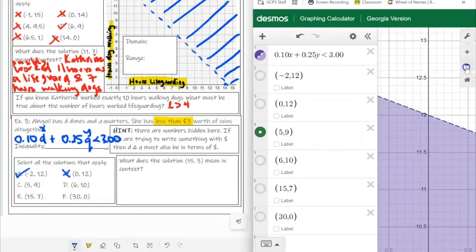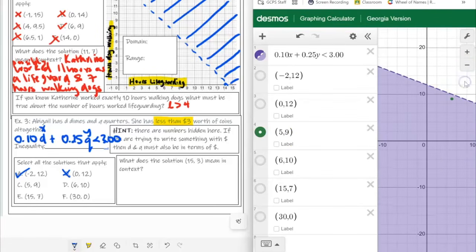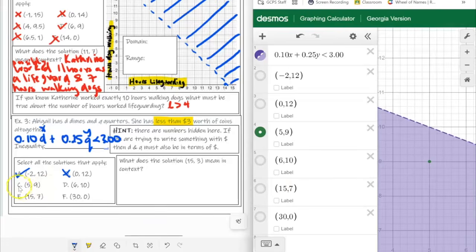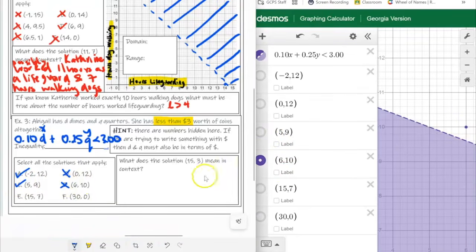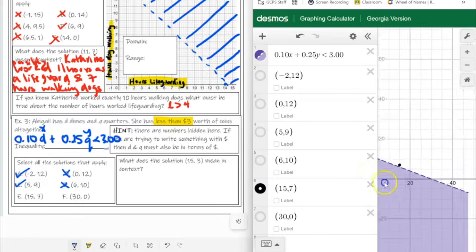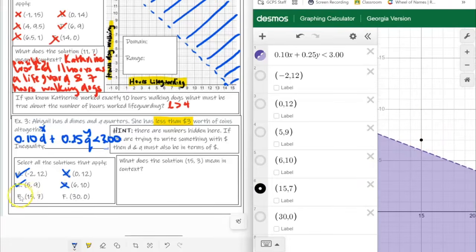Don't see it, zoom out, zoom out, zoom out. Hit home if you're not getting there fast enough. Right, so it'll zoom out completely, and I can see that's clearly, and again zoom in to make sure that's clearly in my solutions. So 5, 9 is in my solutions. 6, 10, all right, is not in my solutions, so that's not. 15, 7, again click home to be faster, and if that doesn't work, just zoom out. Okay, so that one's really close. Let's zoom in to make sure that's definitely outside.